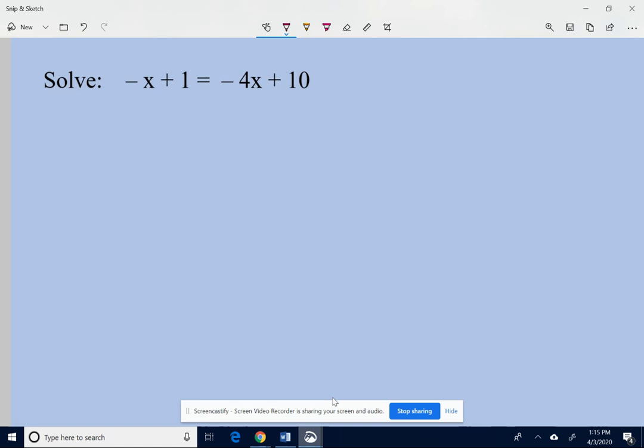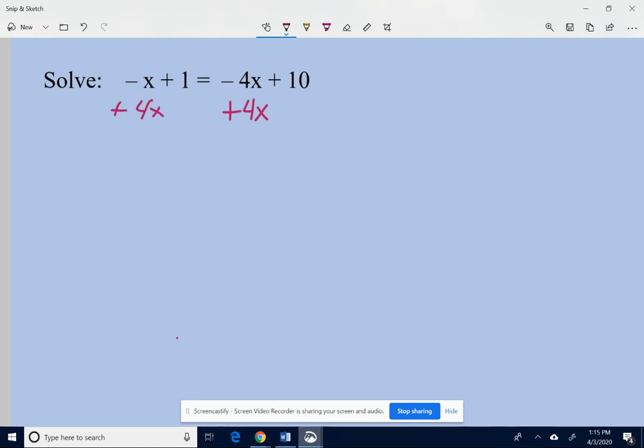So first thing I want to do is get my x's on one side. When I read this as negative x, and I read this as negative 4x, I'm going to treat that as a subtracted x, and this is a subtracted 4x. It's the same thing. So I'm going to get rid of one of these. I'm going to get rid of my subtracted 4x. I've just decided to get rid of my subtracted 4x by adding 4x.